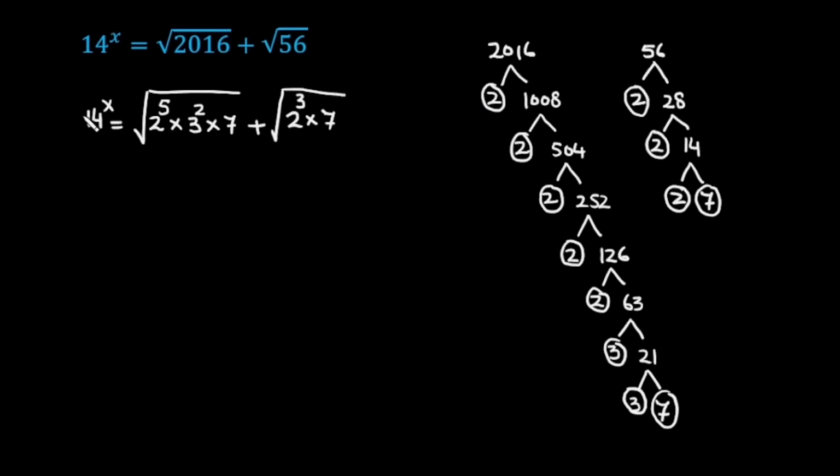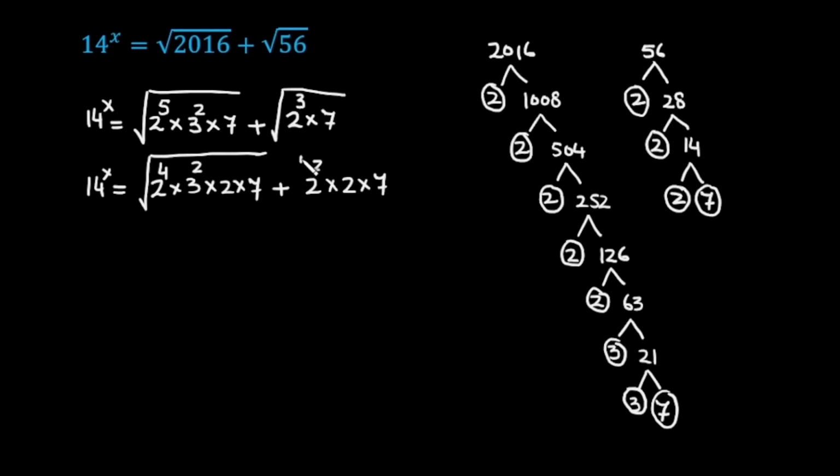Because on the left hand side there is 14, I would like to make square root of 14 in this term and square root of 14 in this term. So let us write this equation as 14 raised to the power x equal to square root of 2 raised to the power 4 times 3 raised to the power 2 times 2 times 7, plus square root of 2 raised to the power 2 times 2 times 7.